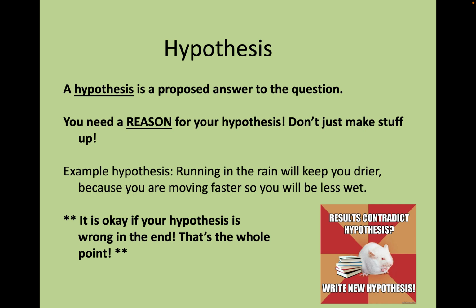So, for example, you could say, running in the rain will keep you drier because you're moving faster, so you'll get less wet. Your answer was running because reason. It is absolutely okay if you get to the end of your experiment and the hypothesis is wrong. That's the whole point of doing the experiment. I mean, if you already knew the answer, why are you experimenting on it? Seems kind of stupid. So, as long as your hypothesis makes sense and you can explain it, it's fine.